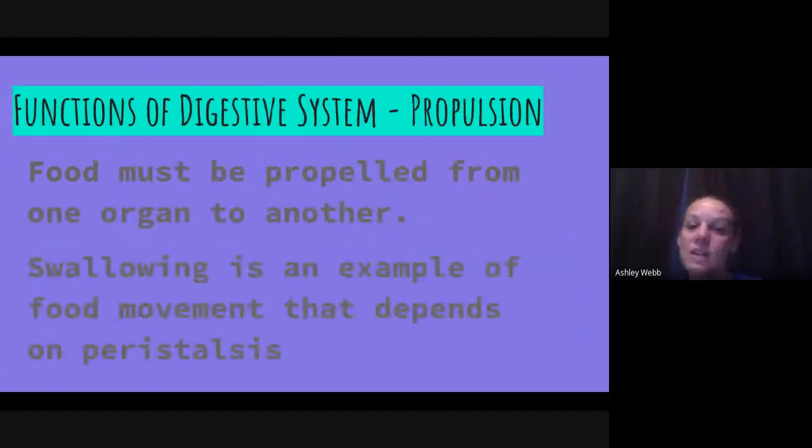The next function is propulsion. This is where the peristalsis comes in. Food must be propelled from one organ to the next, and swallowing is an example of food movement that depends on peristalsis. If we ingest something and it gets into our esophagus and we don't have peristalsis occurring, then it's just going to sit there and we're going to choke.